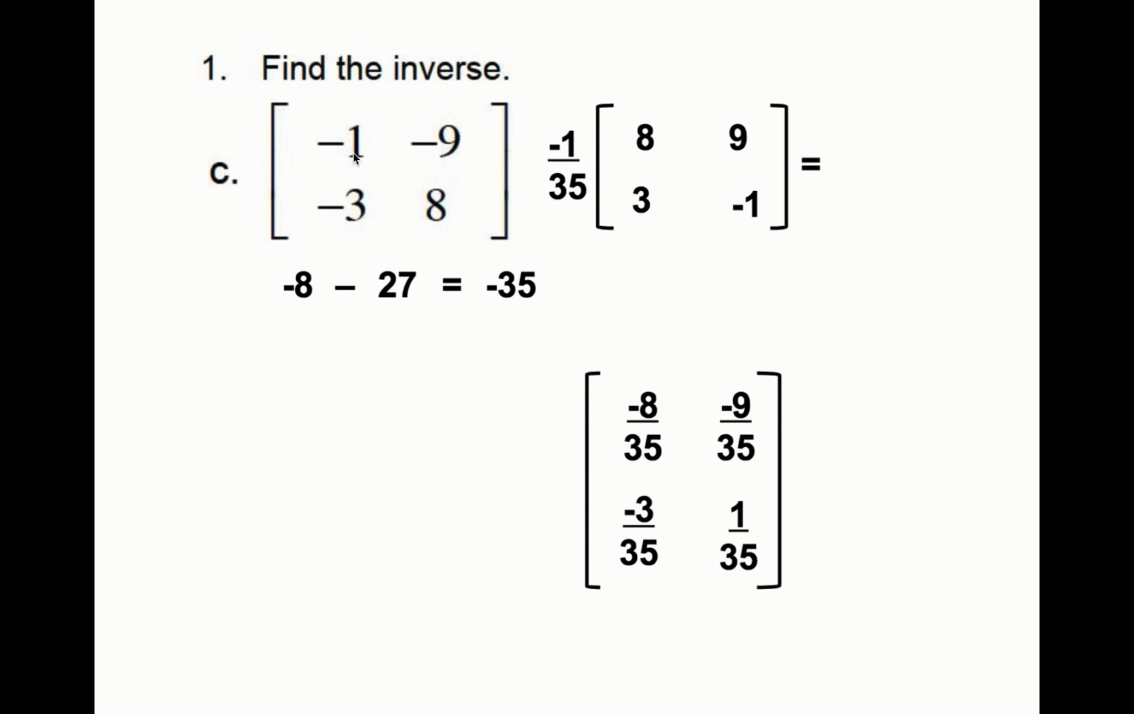Okay, hopefully you were able to cross multiply, minus cross multiply, get negative 35. Take the reciprocal, it stays negative, it just flips to over 35. And then you're multiplying that with the switch matrix, so 8 and negative 1 switch places, and these become opposite. All of those become negative 8 over 35, negative 9 over 35, negative 3 over 35, and then positive 1 over 35.